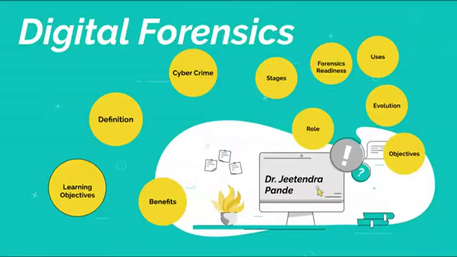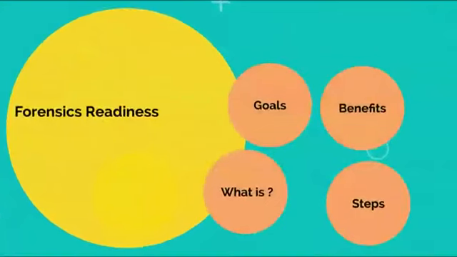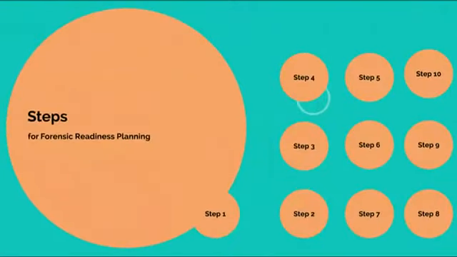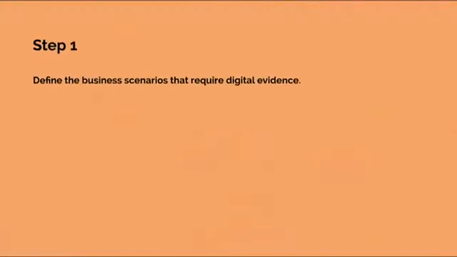Steps for forensic readiness planning. The following 10 steps describe the key activities in forensic readiness planning. The first step is to define the business scenarios that require digital evidence. The first step in forensic readiness is to define the purpose of the evidence collection capability.